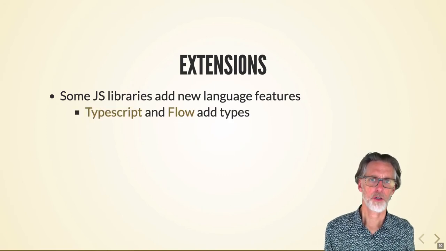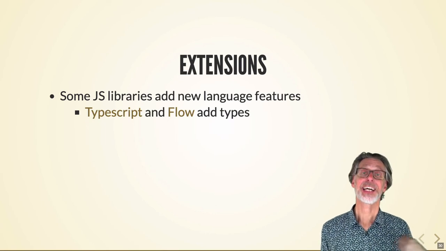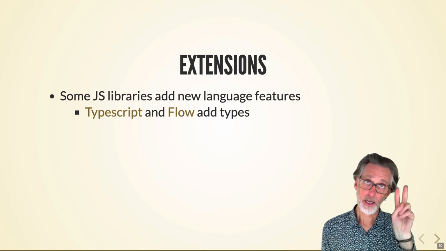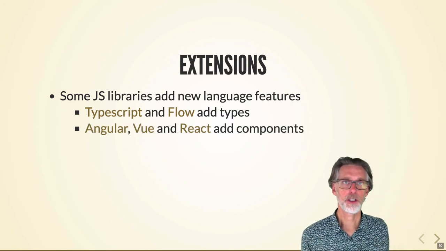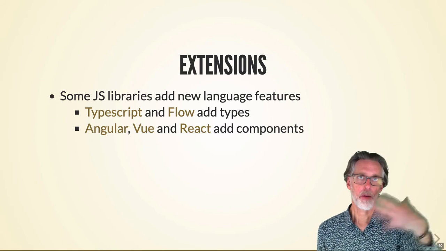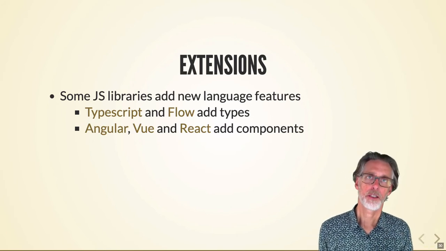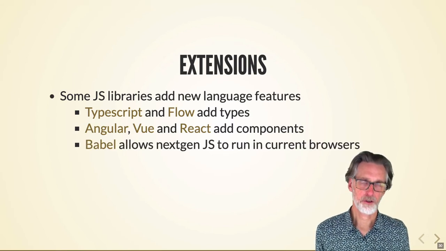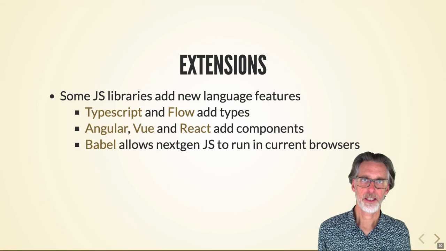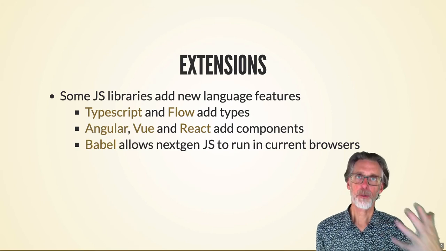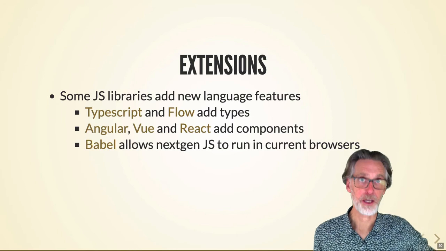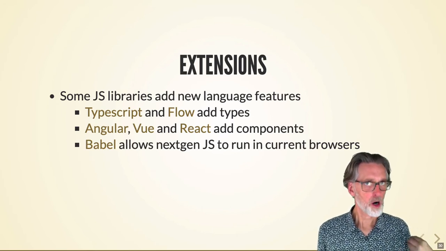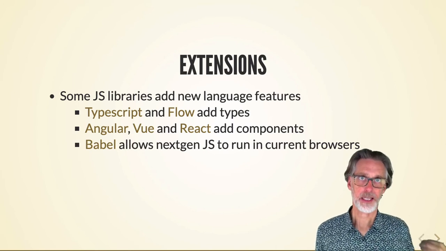Two of these are TypeScript and Flow. These add types to the language and allow errors to be checked early on by a compiler. Angular, Vue, and React all add a component system for describing web pages in pieces. Babel is particularly interesting. This is a JavaScript library that provides an interpreter for JavaScript. This allows older browsers to use new JavaScript features even though those aren't actually supported by the browser vendor themselves.